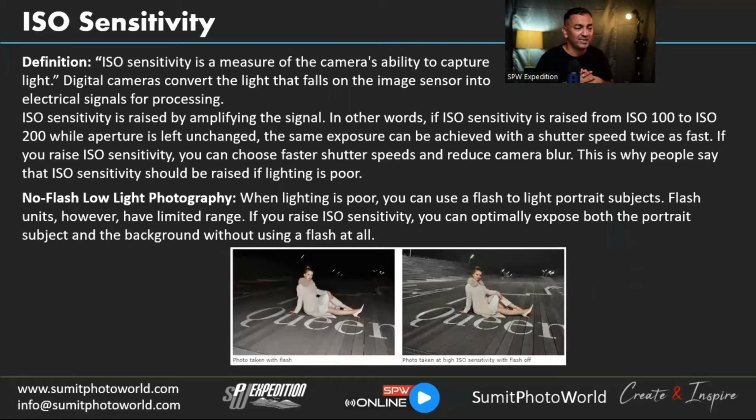Now we'll talk about ISO sensitivity. ISO sensitivity is a measure of the camera's ability to capture light. So it's the component or function which allows the camera to sense light. A digital camera converts the light that falls on the image sensor into electrical signals for processing. So it converts the light falling on the image sensor into electrical signals, and after processing it creates an image for us.